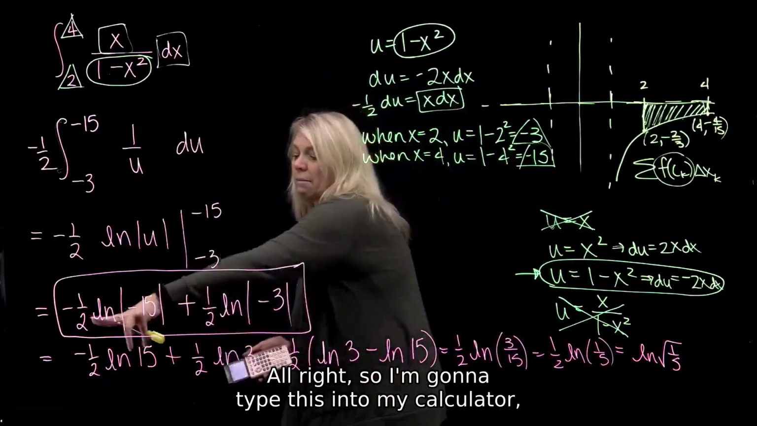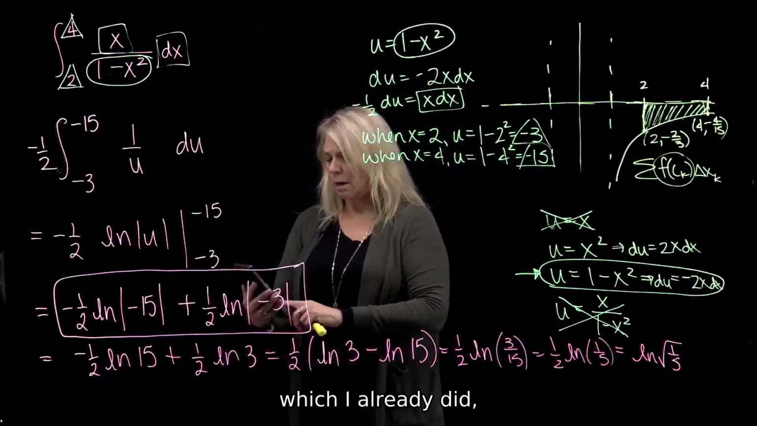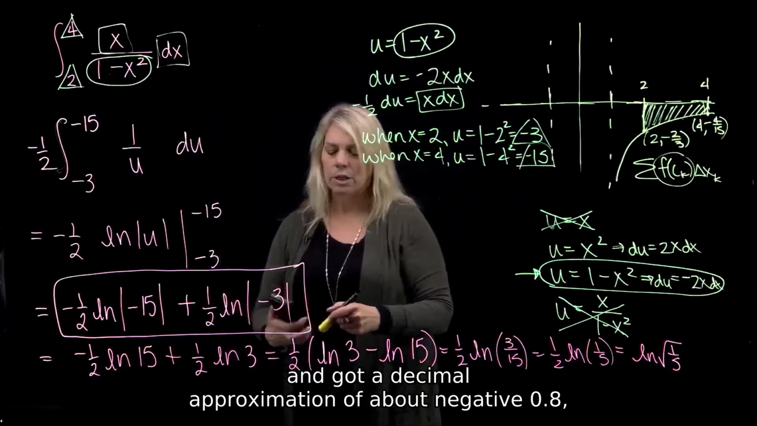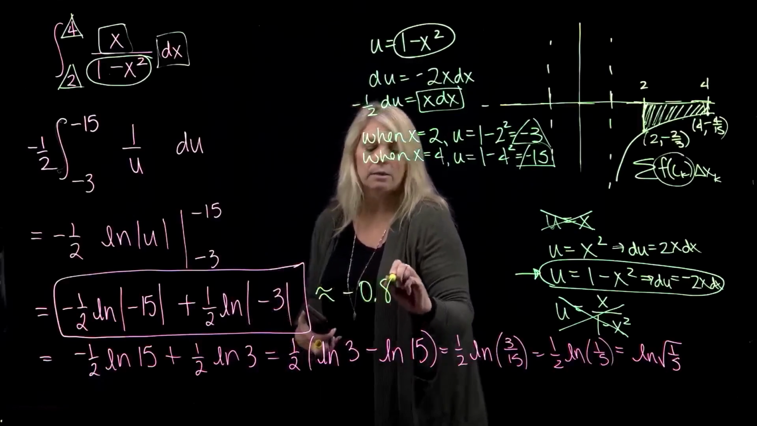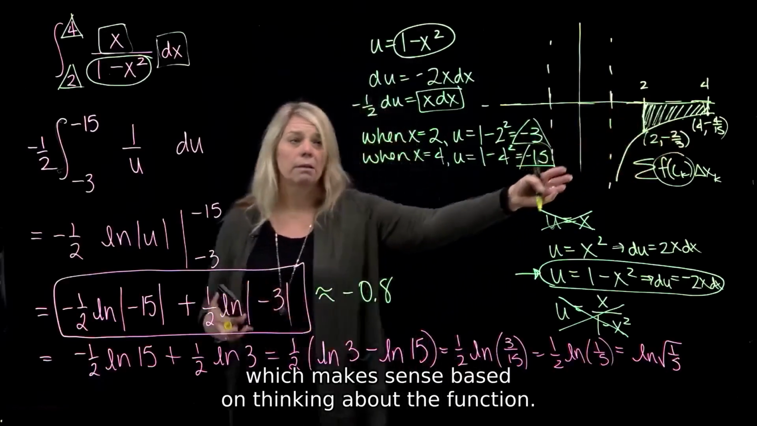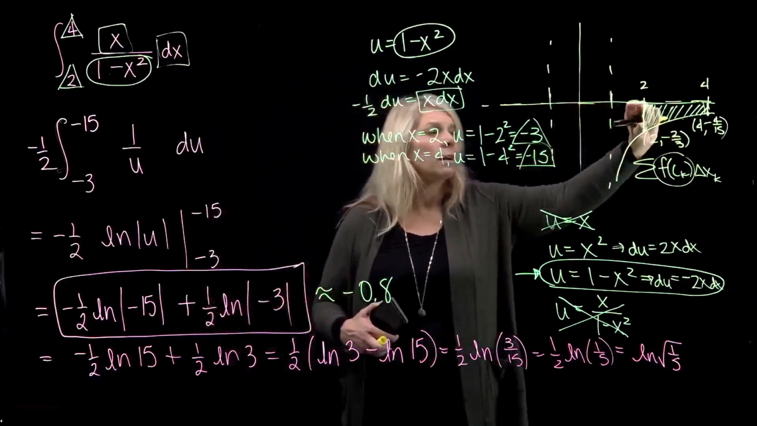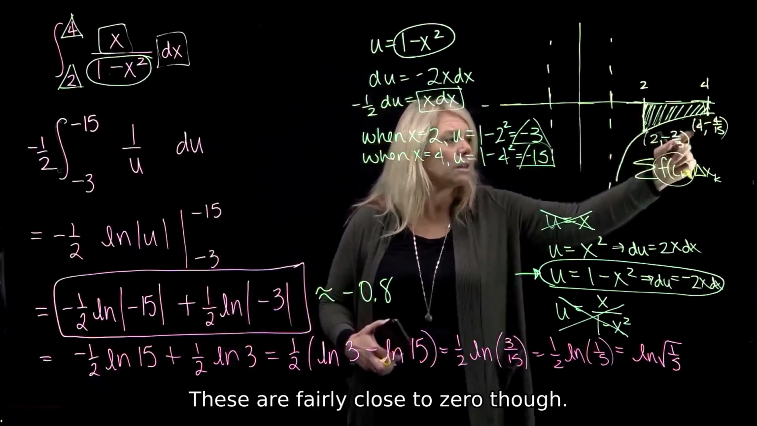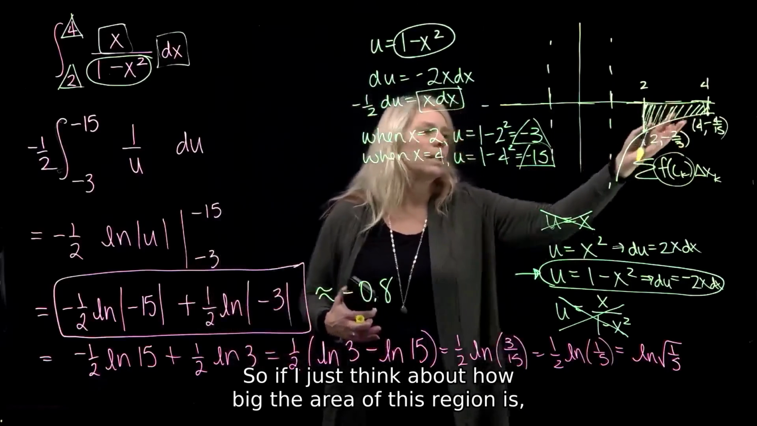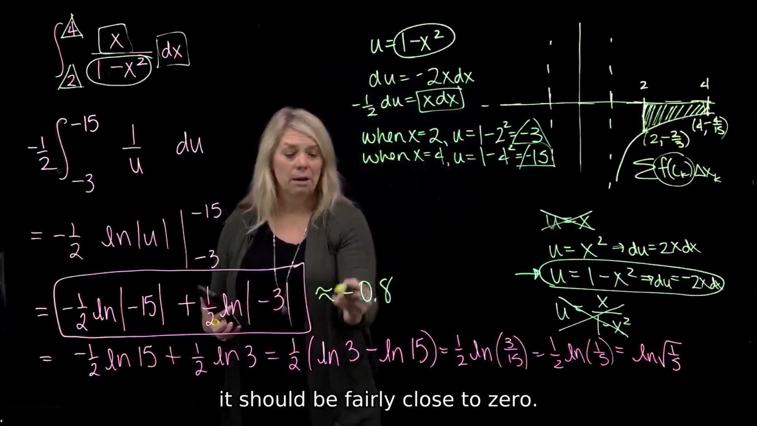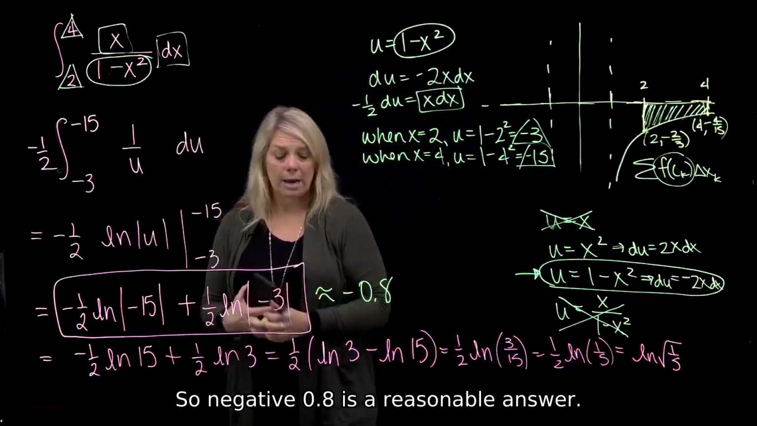All right, so I'm going to type this into my calculator, which I already did, and got a decimal approximation of about negative 0.8, which makes sense based on thinking about the function. I know it should be negative. These are fairly close to 0, though, so if I just think about how big the area of this region is, it should be fairly close to 0. So negative 0.8 is a reasonable answer.